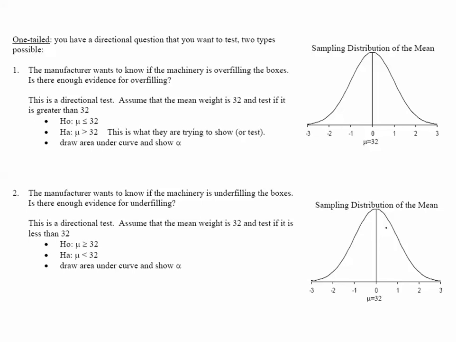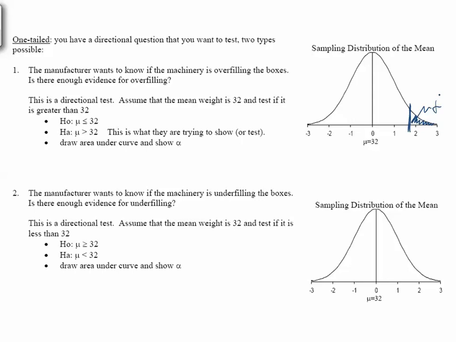Let's look at a one-directional test. In a one-directional test, we care whether the machine is filling more or filling less. So, for example, if we were more concerned with overfilling, from the manufacturer's point of view, they don't want to overfill the boxes, then we'd assume that the mean weight is 32 and test if it is greater than 32. So the null hypothesis is 32 ounces or less. We really don't care if it's filling up at 28 or 25 or 22 ounces. We just don't want to overfill. So our alternative is that the mean is greater than 32 ounces. This is what we are trying to show. So the alpha, or the probability of a type 1 error, would be focused on the right-hand side.